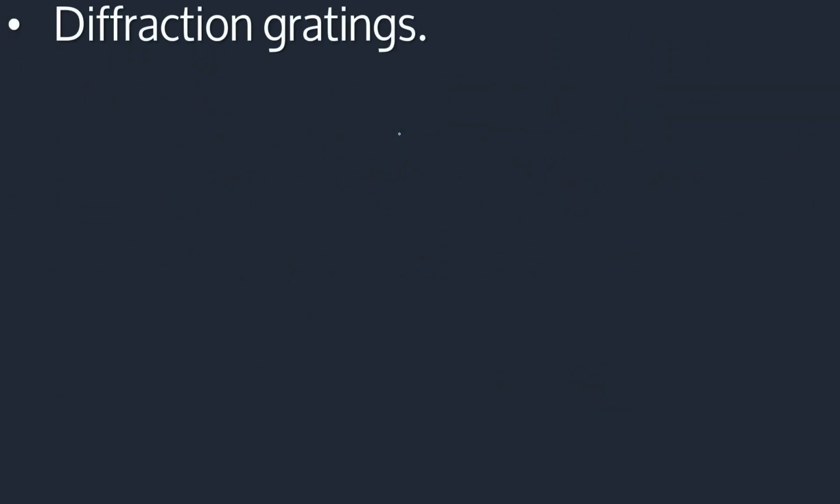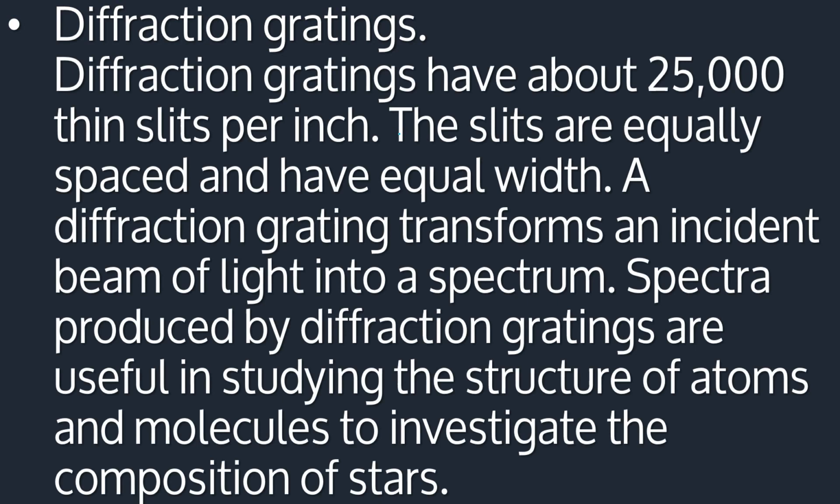Then another application: we have what we call diffraction gratings. Diffraction gratings have about 25,000 thin slits per inch. Just imagine, in just 1 inch they put as many as 25,000 slits. The slits are equally spaced and have equal width. A diffraction grating transforms an incident beam of light into a spectrum. The spectra produced by diffraction gratings are useful in studying the structure of atoms and molecules and investigating the composition of stars.